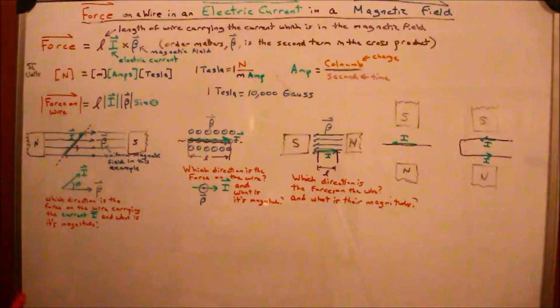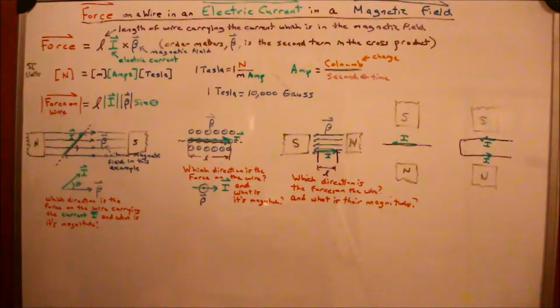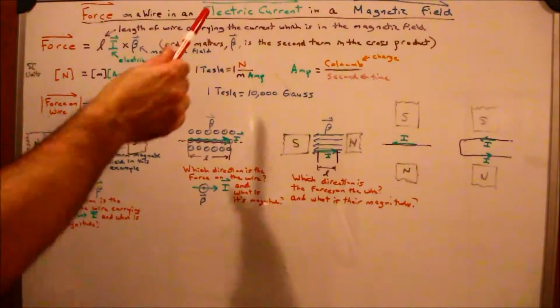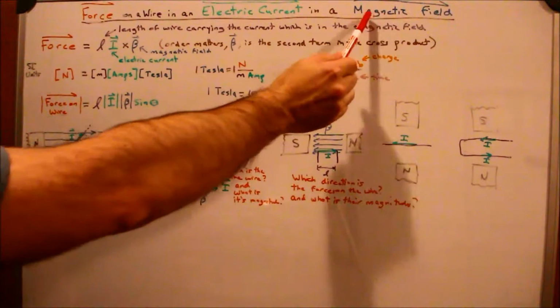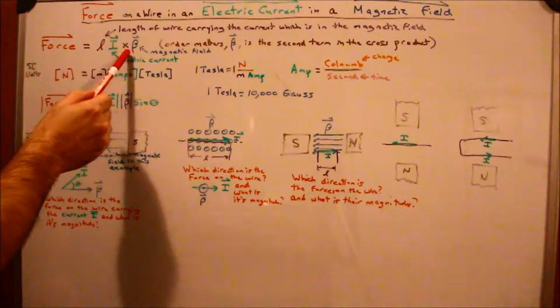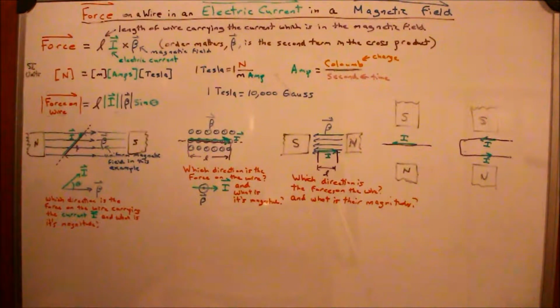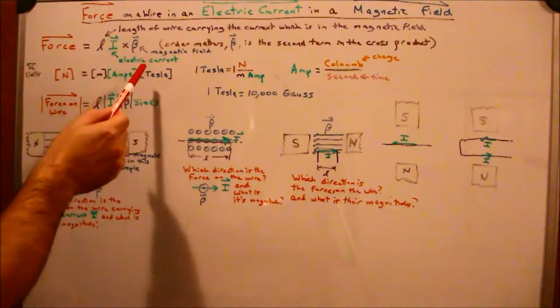And the equation for determining this is the vector force is equal to the length of the wire that has this current operating, which is inside the magnetic field. It's not the total length of the wire, it's the wire which is operating in the magnetic field. And then there's a cross product, and please refer to the video on cross products to see what that means. But for a cross product, the order matters.